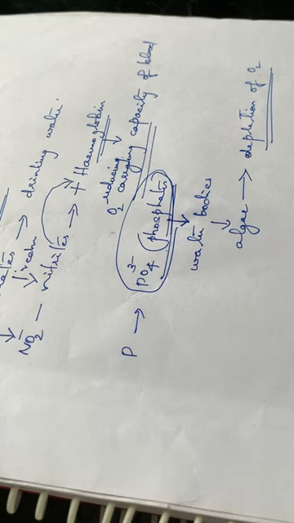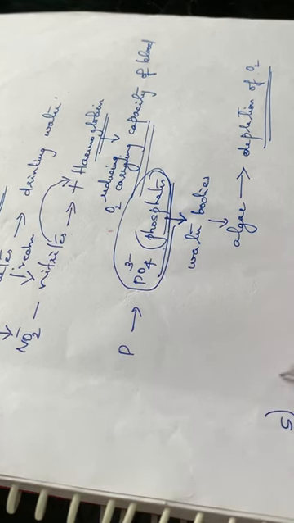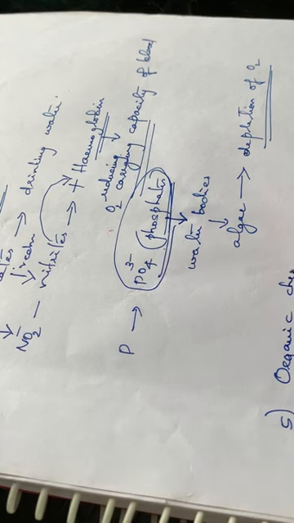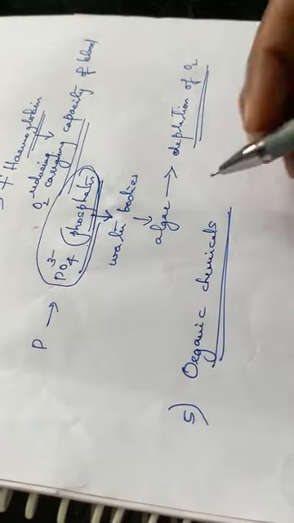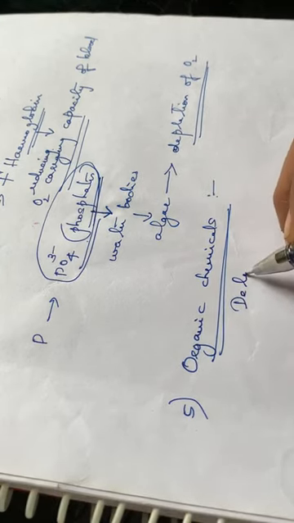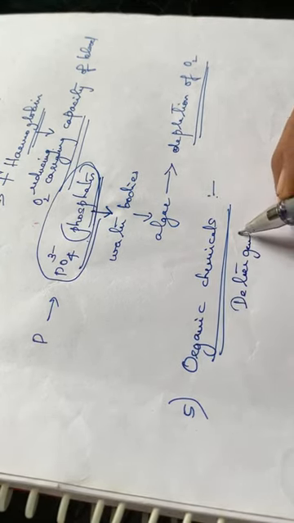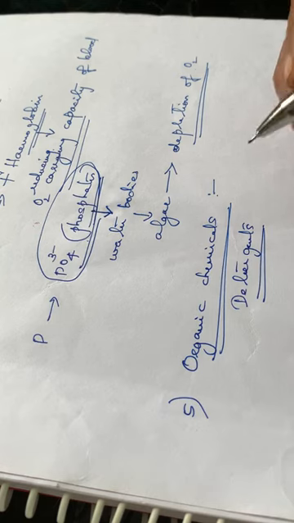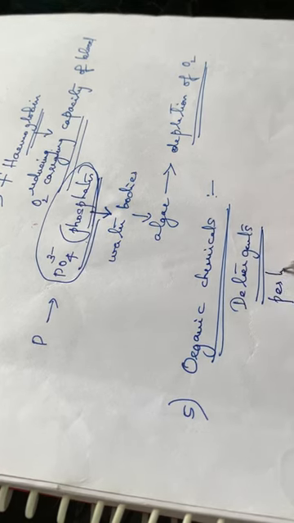Then the next one, the fifth one, is organic chemicals. Normally we are using so many chemicals in our daily life. The main organic chemical that we pollute with usually is detergents. We are using a large quantity of detergents for washing our clothes, and these detergents are also highly poisonous. Then along with detergents, pesticides are there. We are using pesticides for plants, etc.